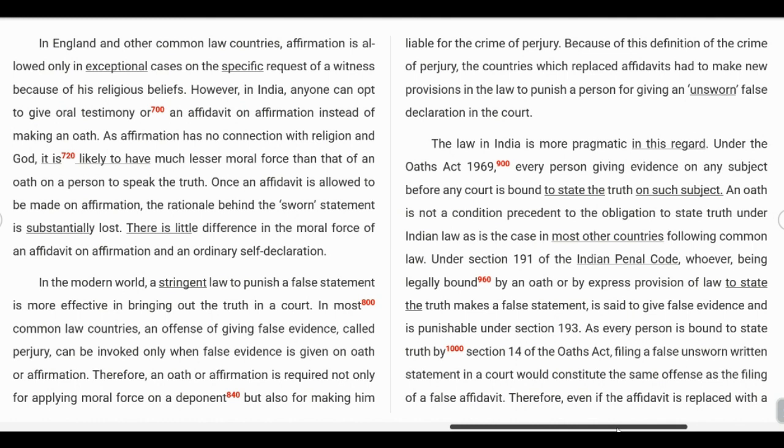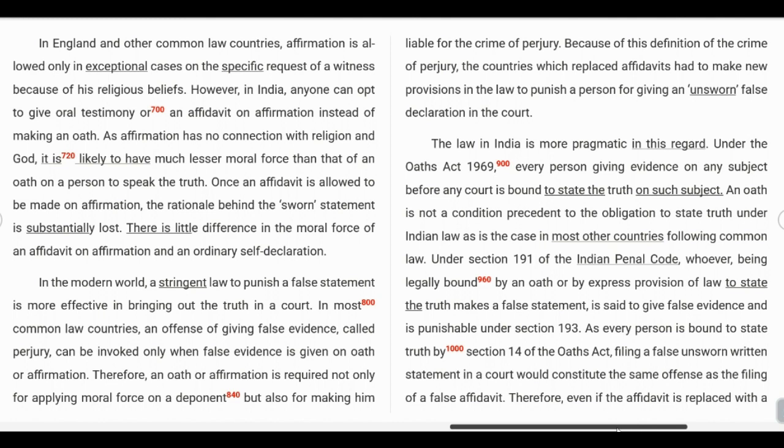It is likely to have much lesser moral force than that of an oath on a person to speak the truth. Once an affidavit is allowed to be made on affirmation, the rationale behind the sworn statement is substantially lost. There is little difference in the moral force of an affidavit on affirmation and an ordinary self declaration.